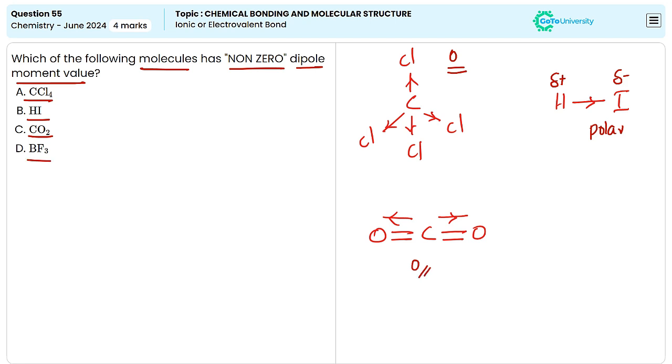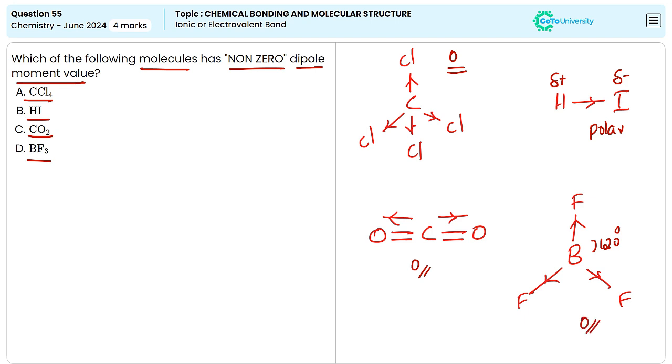The last one is BF3 or boron trifluoride, which has a trigonal planar geometry with a bond angle of 120 degrees. Fluorine is more electronegative than boron and the electron density is moving more towards the fluorine atoms. Now here also we can say this molecule will be non-polar, that is, the dipole moment is 0.